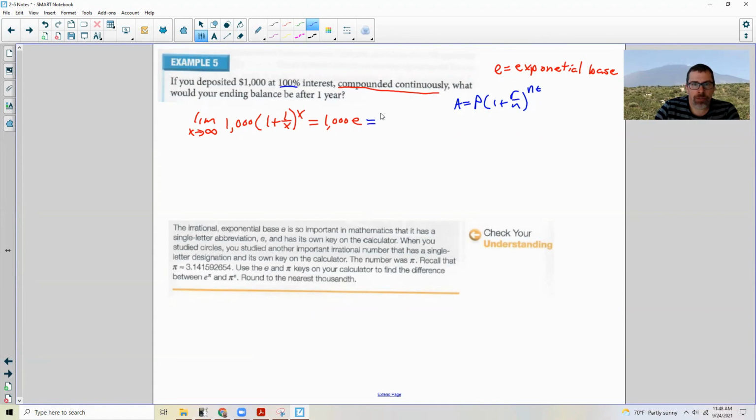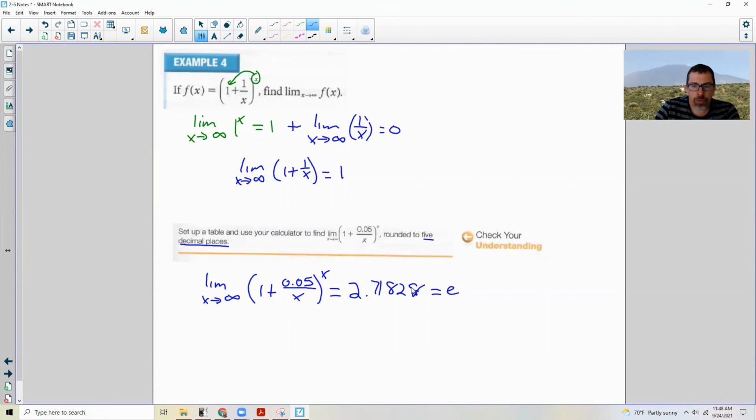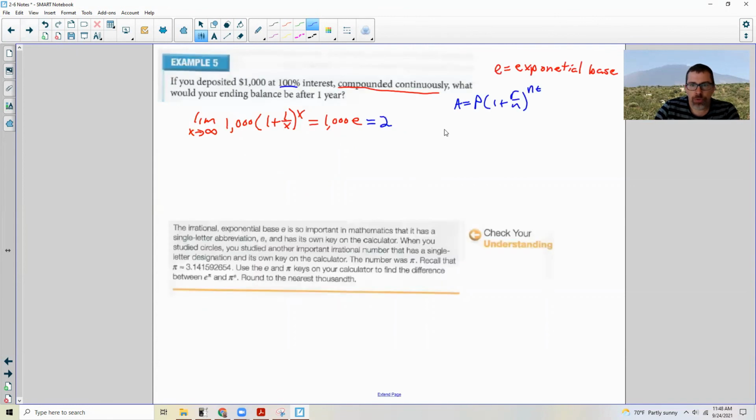So then my answer is going to equal 1,000 times E, which is, and if I go back, E was what? 2.71828. So 2.71828, and the decimal was here. 1,000 moves it 1, 2, 3 places to the right, and you'd end up with $2,718.28 after a year at 100% interest. You would almost triple your money.